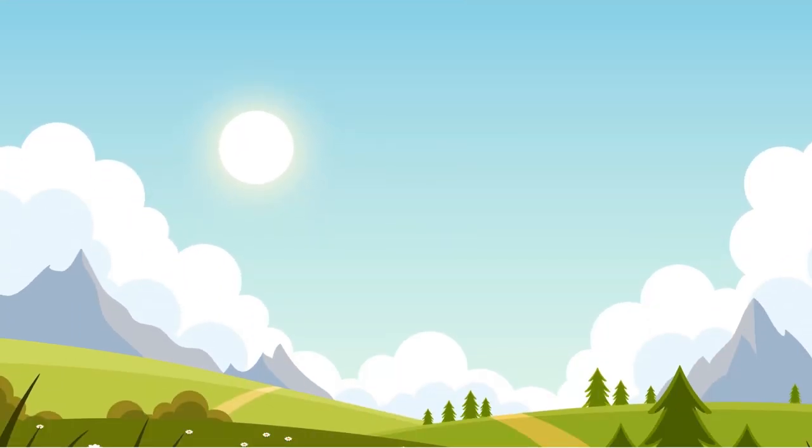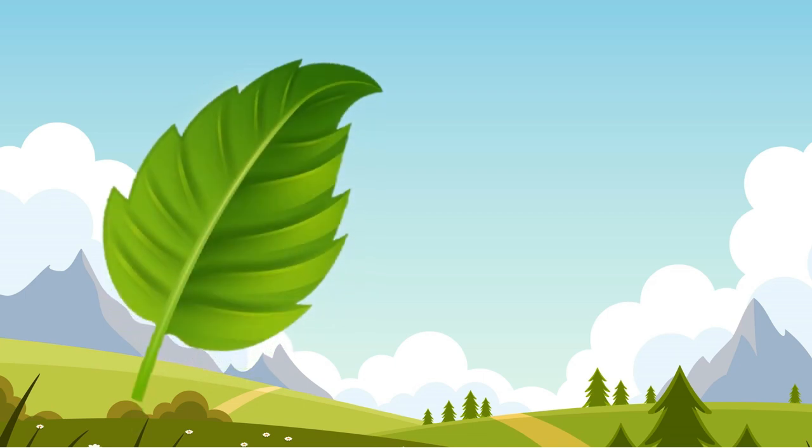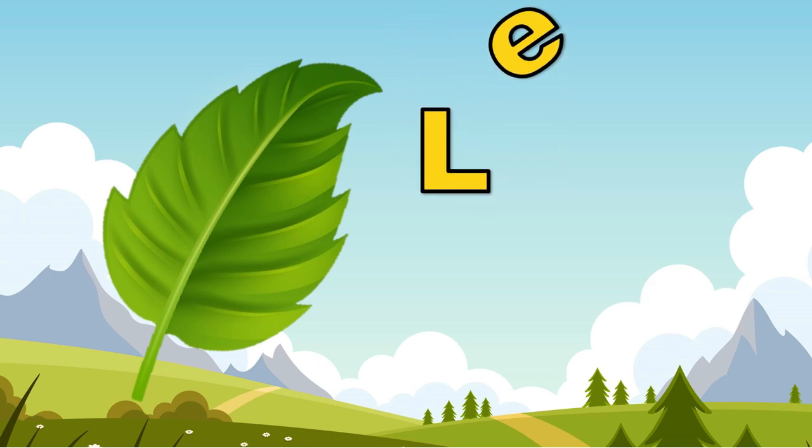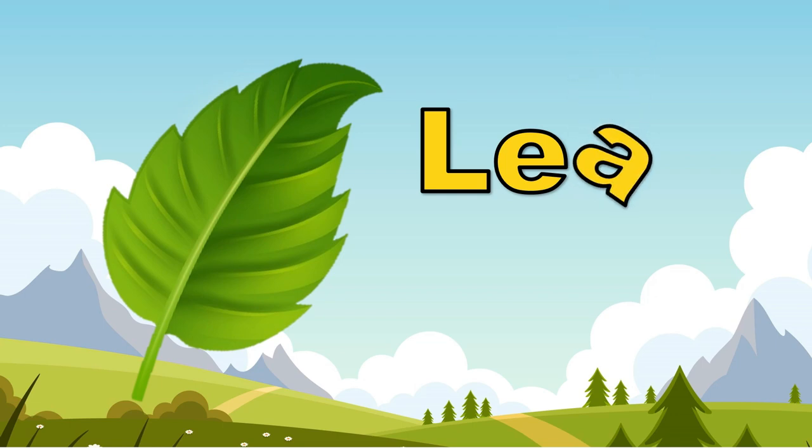Let's practice letter L in words. Let's begin with this one. What picture do you see? It's a leaf. Let's spell the word leaf. L-E-A-F. Leaf.